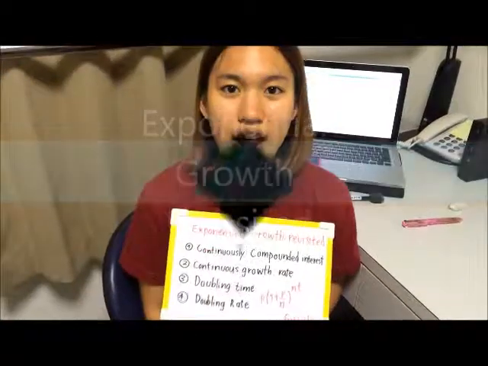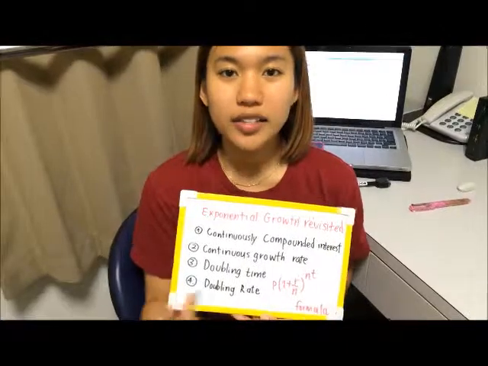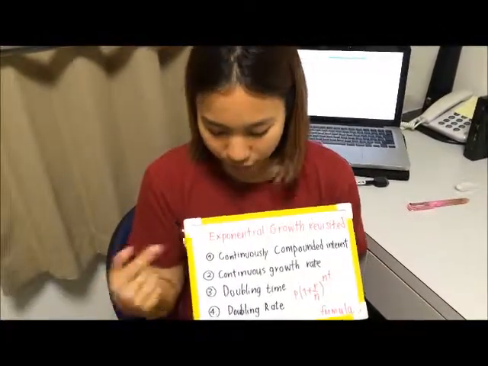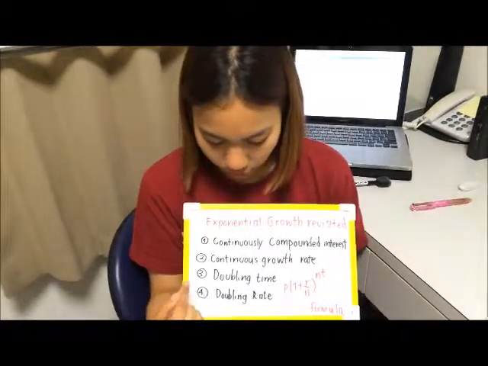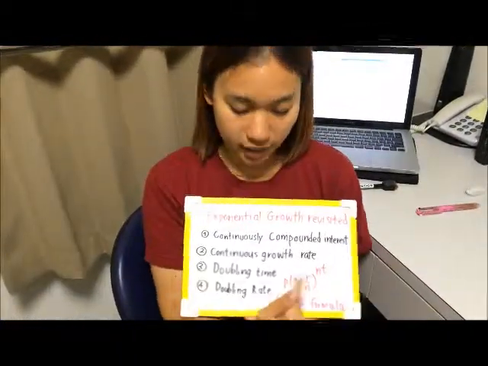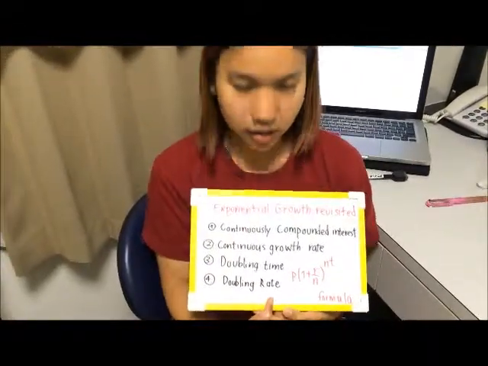Hello everyone, today I'm going to talk about exponential growth revisited. This topic has four subtopics. The first one is continuously compounded interest. The second one is continuous growth rate. The third one is doubling time. And the last one is doubling rate.